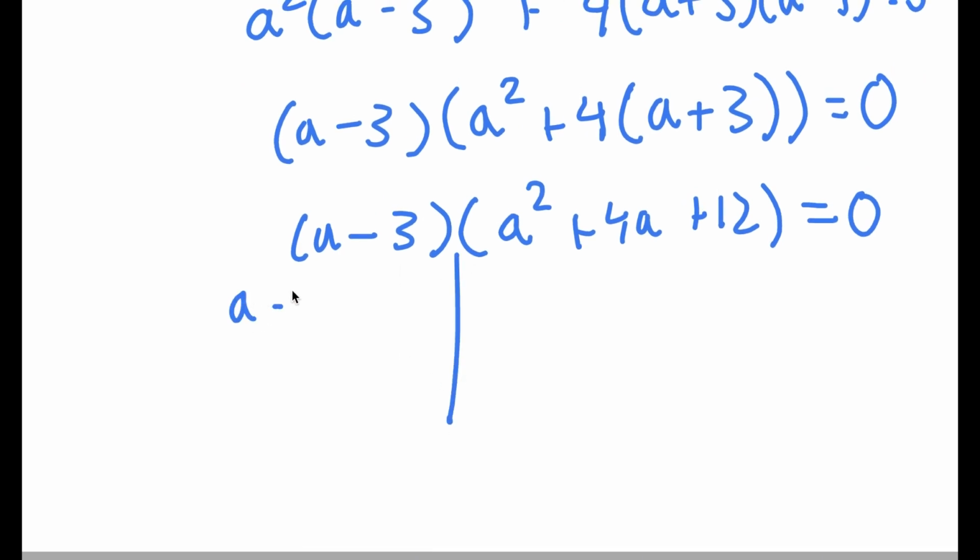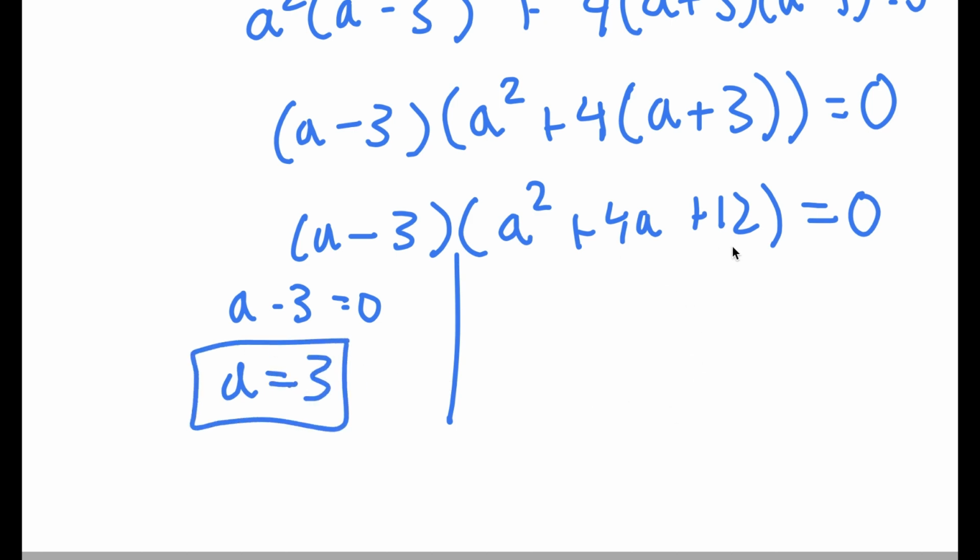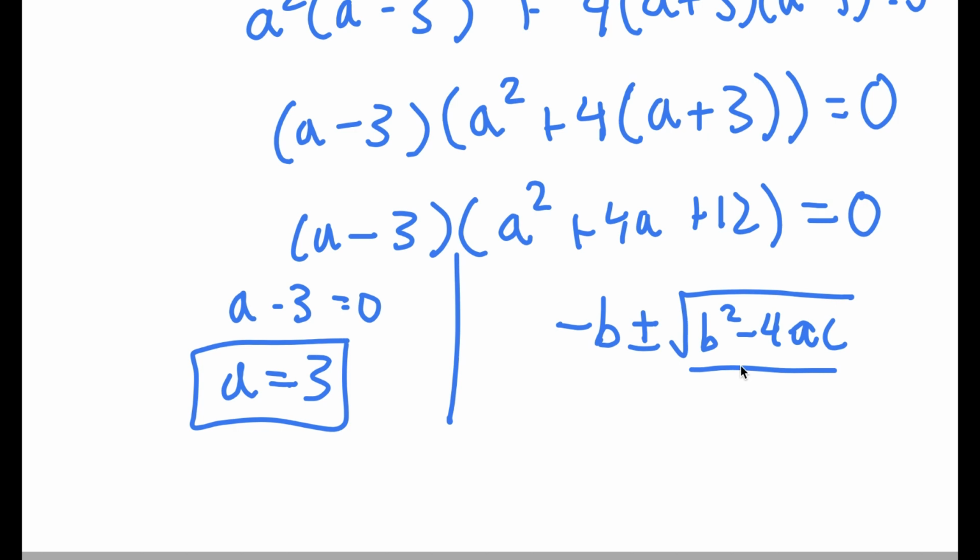I have a minus 3 is equal to 0, meaning a is equal to 3. And a squared plus 4a plus 12 is equal to 0. So to solve that, we can use the quadratic formula, which is negative b plus or minus the square root of b squared minus 4ac. Well, let's look at this part. Square root of b squared minus 4ac.